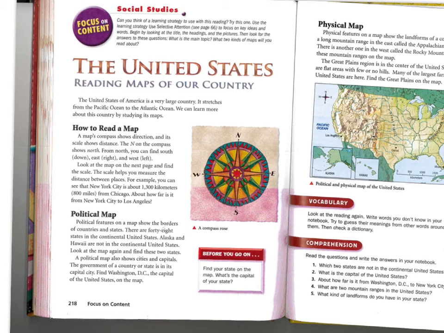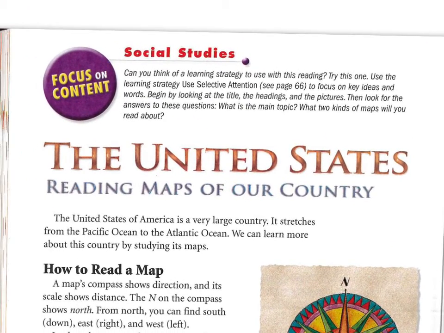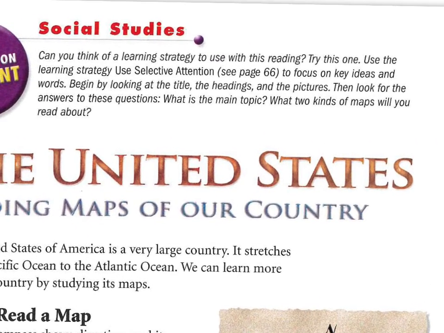We're looking in our Keys to Learning Reading Resources, page 218. Content, Social Studies. Can you think of a learning strategy to use with this reading? Try this one. Use the learning strategy. Use selective attention. You can look in your book on page 66.